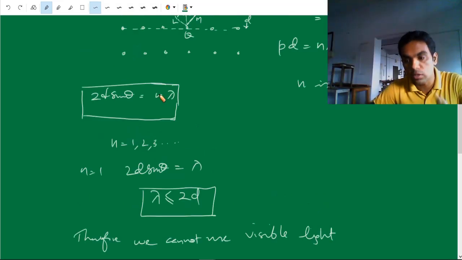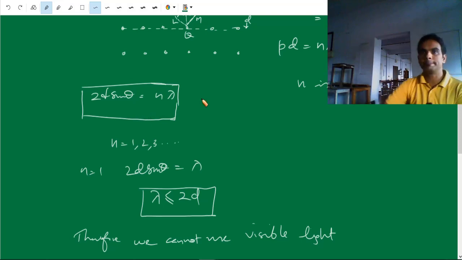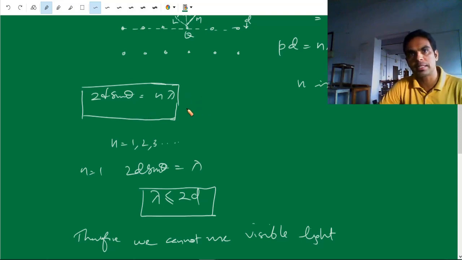Bragg's law does not tell us any information regarding the basis of atoms corresponding to each lattice point. The basis of atoms determines the relative intensity of different orders of diffraction from a given set of parallel planes.